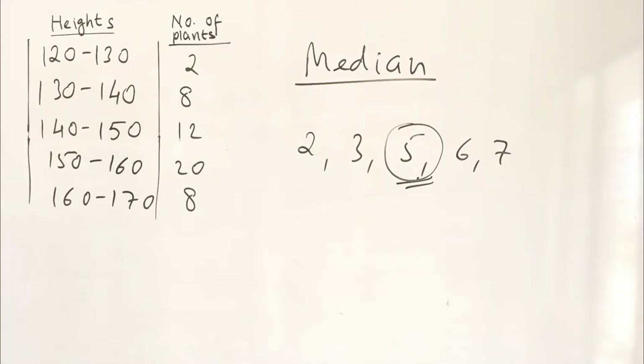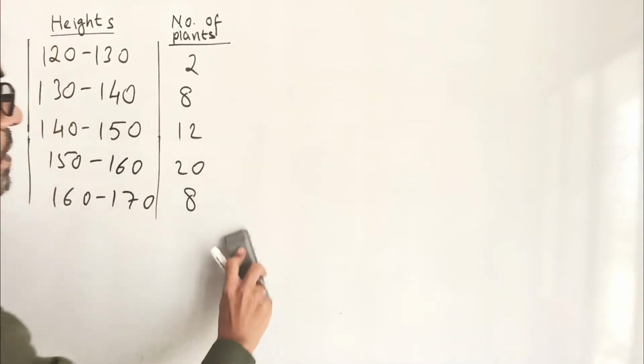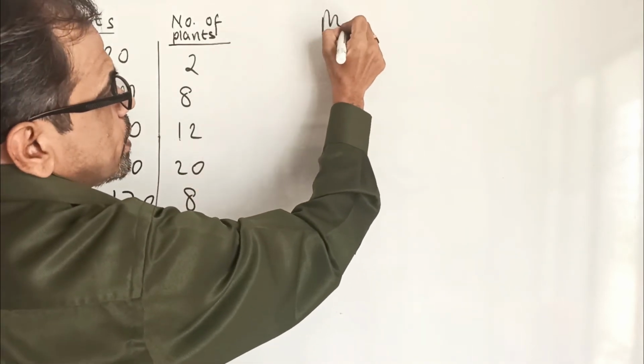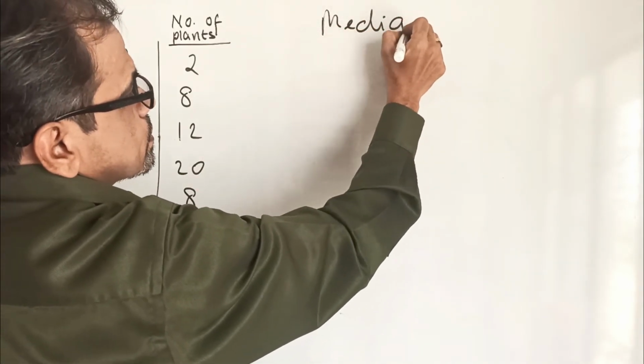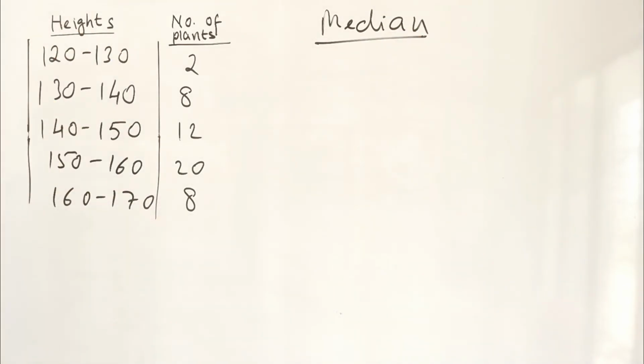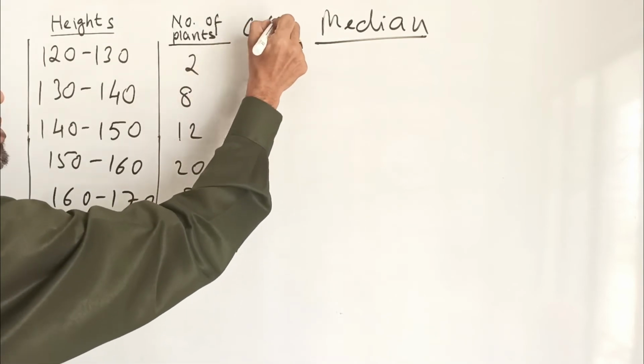Now let us see the same in classified data. Which data are classified? Now we have to find the median in this data. So for the median, let us have some steps. Step number 1, we have to form the cumulative frequency table. This is called the CF in short.